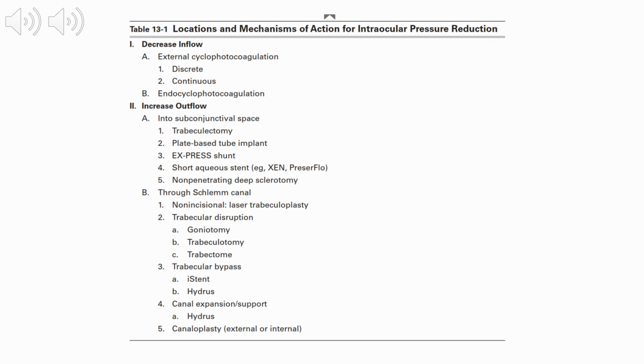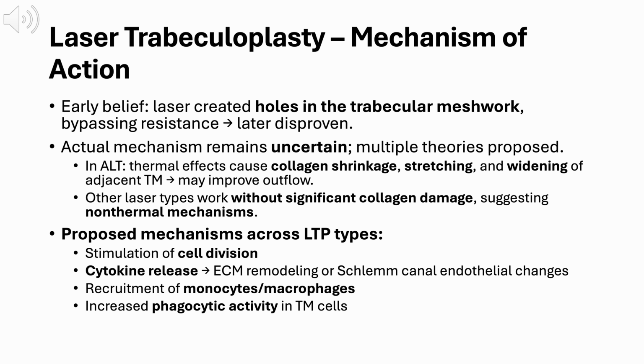Laser trabeculoplasty was once thought to work by creating holes in the trabecular meshwork, bypassing resistance. That idea was later disproven, and the true mechanism is still not fully understood. Different laser types likely act through different pathways. With argon laser trabeculoplasty, thermal effects can shrink and stretch collagen, widening adjacent trabecular spaces and improving outflow. Newer modalities like SLT and micropulse don't produce meaningful thermal damage, suggesting non-thermal and cellular mechanisms instead.